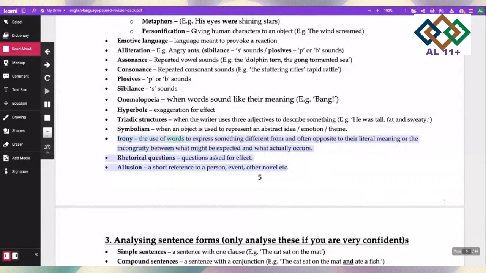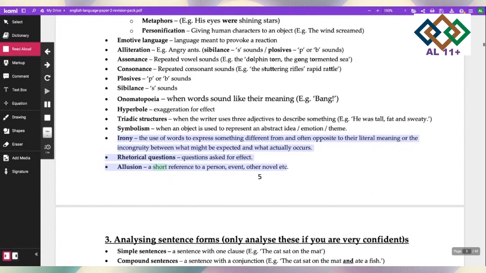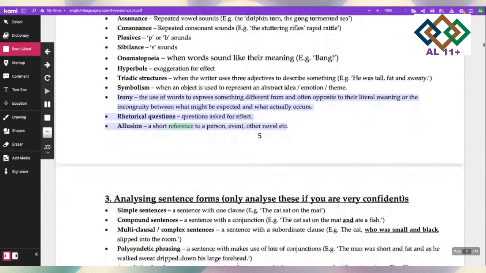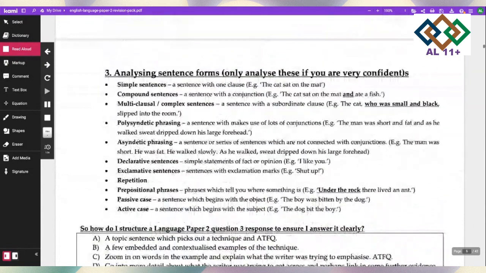Irony: the use of words to express something different from, and often opposite to, their literal meaning, or the incongruity between what might be expected and what actually occurs. Rhetorical questions: questions asked for effect. Allusion: a short reference to a person, event, other novel, etc.